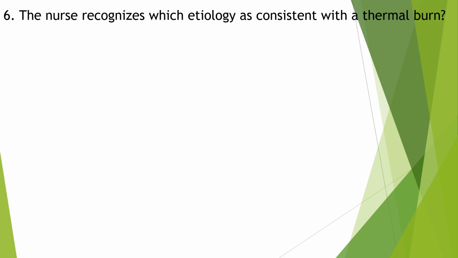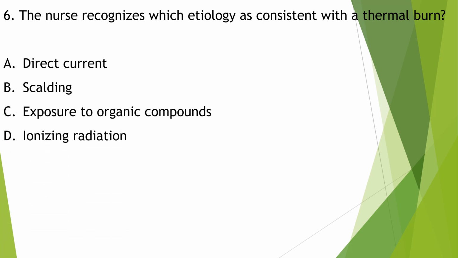The nurse recognizes which etiology as consistent with the thermal burn. Direct current, scalding, exposure to organic compounds, ionizing radiation. Thermal burns can be the result of flash, scald or contact with hot objects or flames. So here, scalding. Direct current is one directional constant flow of electricity.